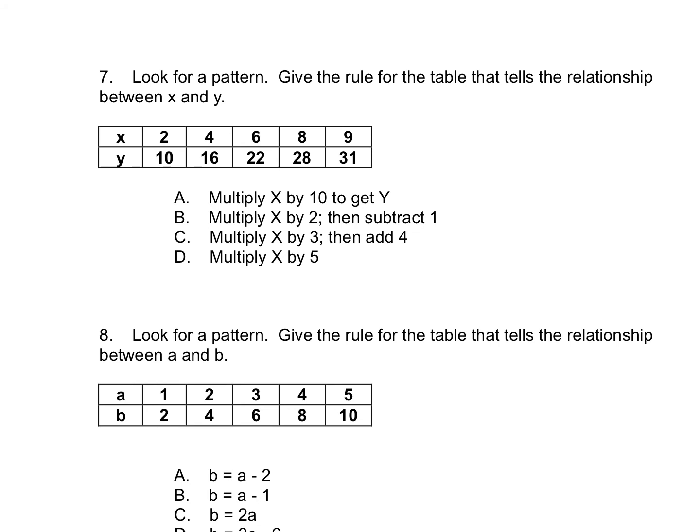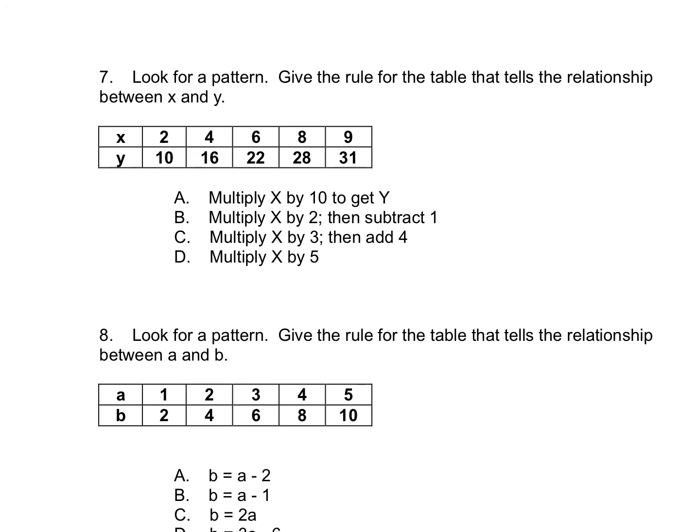When we multiply x times 10, well, that would give us 20. If we multiplied x by 10, here that would give us 40. This would give us 60. And you can tell that this is not 20. 4 times 10 does not give us 40. So that's not the right one.